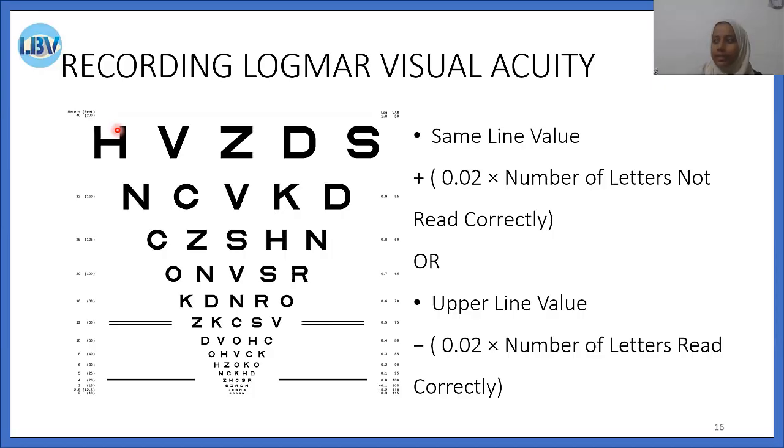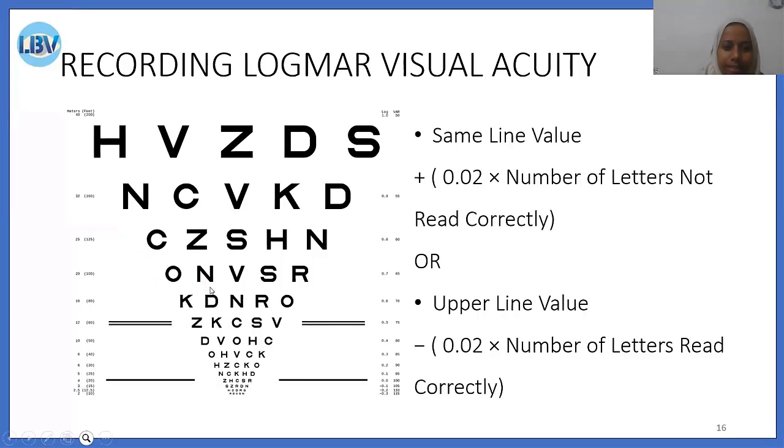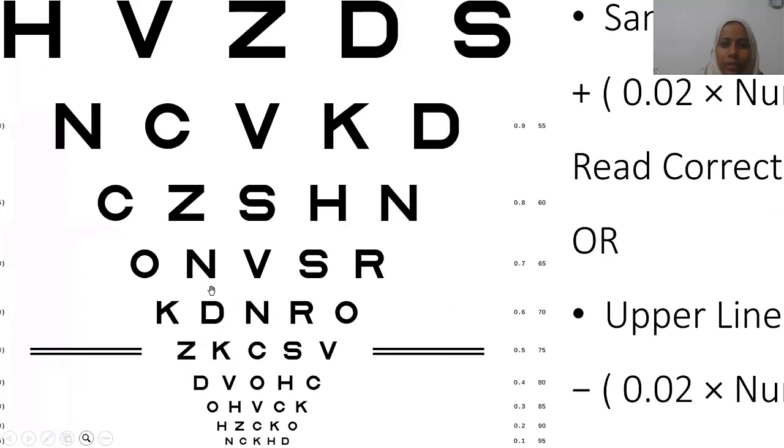So it is something that is not found very usually. So that is why sometimes we get confused about how to record the visual acuity. So what do we do? For example, let us take the example. If the person has read, I'll just make it a bit larger. So if the person has read this 0.9 line completely, what will be the visual acuity?